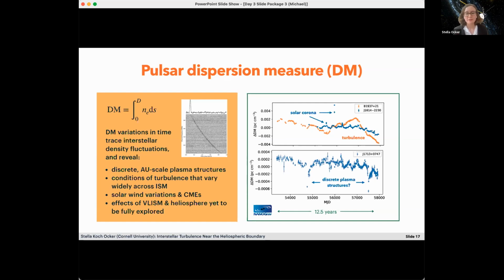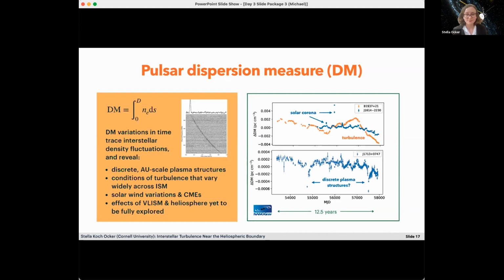And then in the bottom, we have examples of DM variations that may be related to discrete plasma structures in the ISM. And so DM variations can be used to reveal a lot of interesting properties of plasma, not only discrete small scale plasma structures, but also how the conditions of turbulence vary between different pulsar lines of sight, which reveals how turbulence varies across the entire ISM. It can even be used to trace properties of plasma within the heliosphere by looking at solar wind variations and coronal mass ejections. And the last point I want to make is that the exact effects of the very local ISM and the dynamic heliosphere on pulsar DMs has yet to be fully explored.